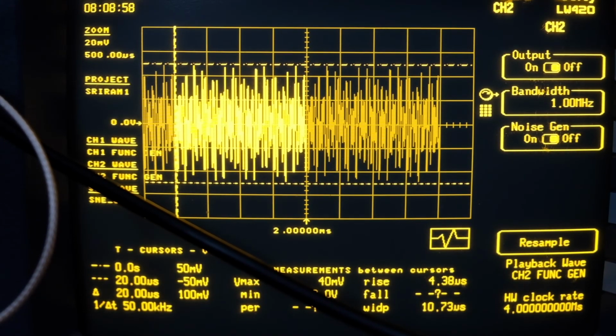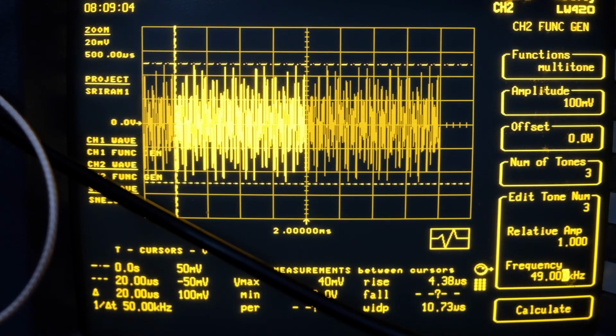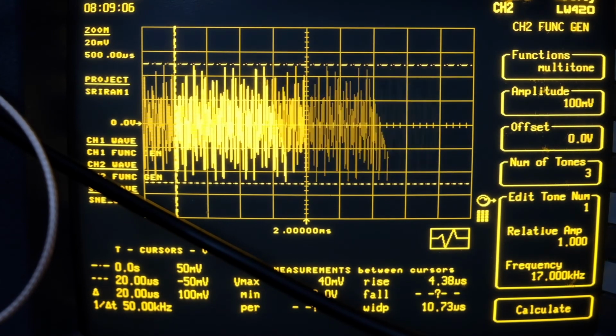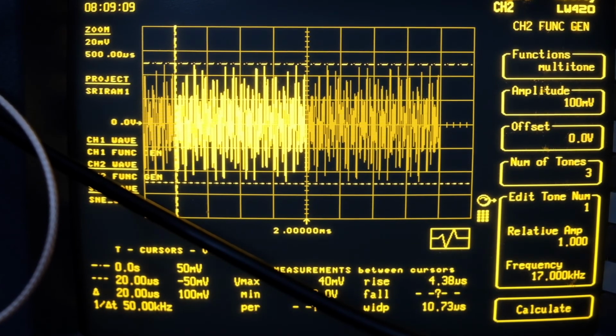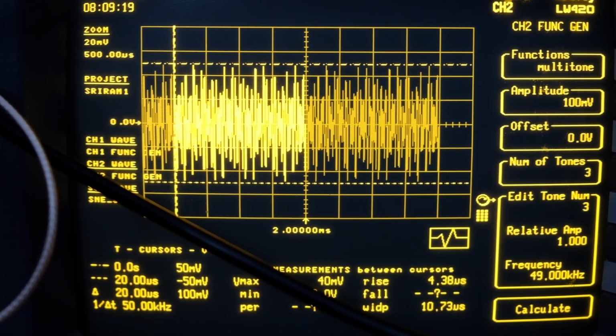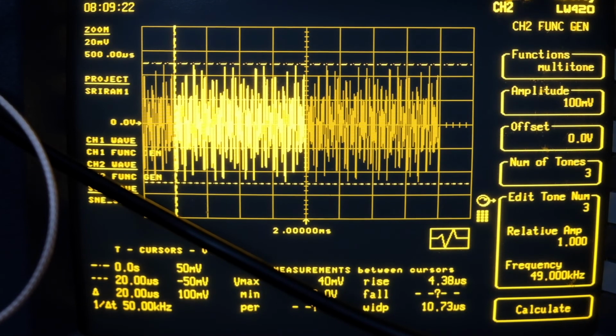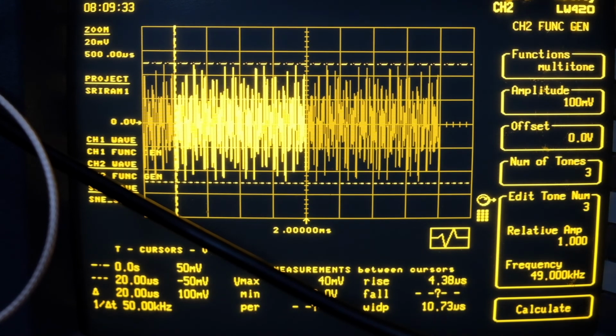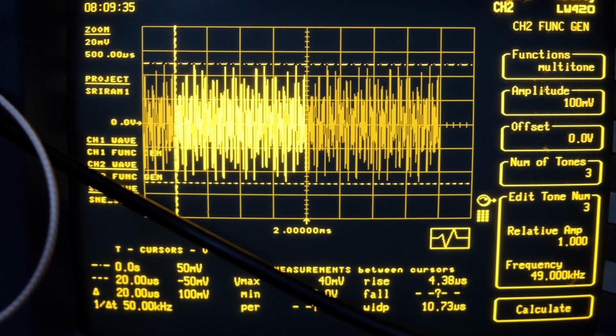I have multiple components in here, and I can show you those components in this one. We have 3 components. The first one is 17 kilohertz at 100 millivolts. The second one is 23.5 kilohertz at the same 100 millivolts, and the third is 49 kilohertz at 100 millivolts. So the 49 kilohertz is going to interfere the most, because it's very close to the 50. But when they all add up together, they result in about a 100 millivolts peak to peak signal, because they constructively and destructively interfere at various points.